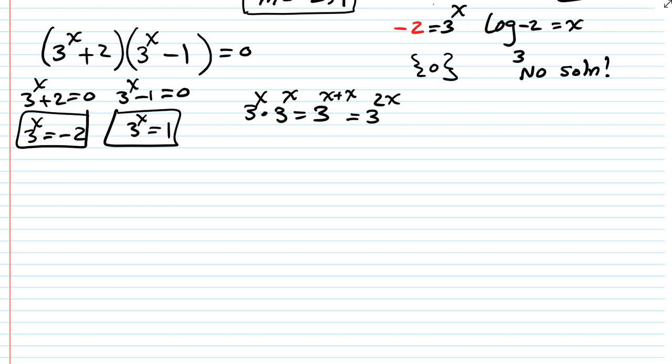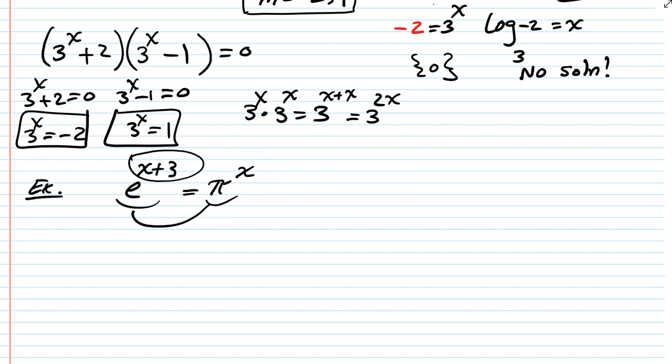Let's take a look at one last example here. Okay, in this example, suppose I have natural log of e to the x plus 3 is equal to, or actually, let's not make it so easy. Let's say I have e to the x plus 3 is equal to pi to the x. Notice I have two exponential functions on either side because they each have a power of variable x. And the bases are not the same. So when that's the case, we usually take natural log of both sides.